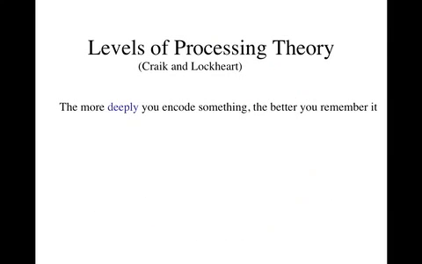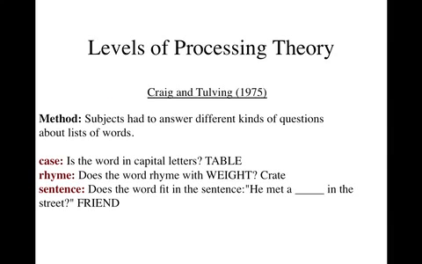So what else might account for what makes it into long-term memory? An important theory is Craik and Lockhart's levels of processing theory, that the more deeply you encode something, the better you remember it. And Craik and Tulving did some seminal studies that showed that there are differences in how well you remember information based on how you encode it initially. Subjects had to answer different kinds of questions about lists of words, and we did this as an in-class experiment. They had to respond to whether the letters were uppercase or lowercase, whether the word rhymes with a different word, or whether the word fits in a sentence. The case question is a very superficial form of encoding.